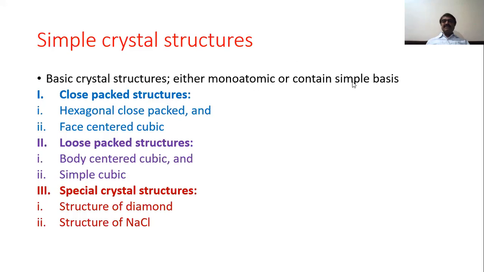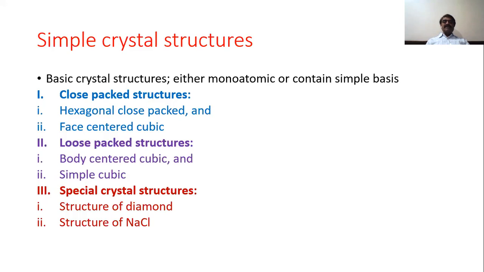The crystals with simple basis, either monoatomic or simple basis, are to be studied here in this article, under the head simple crystal structures. As you can see, there are three types of simple crystal structures. The very first one is close packed structures, which are of two types: hexagonal close packed and face centered cubic, HCP and FCC.